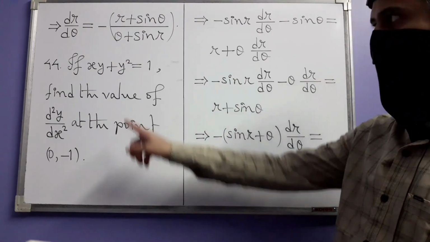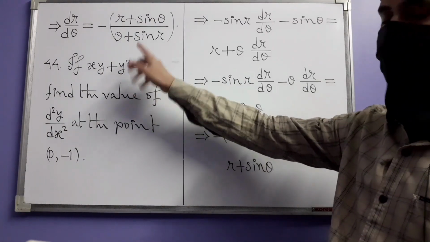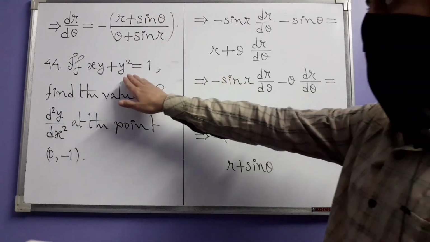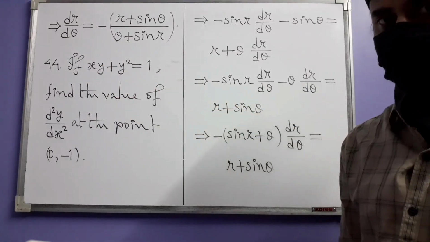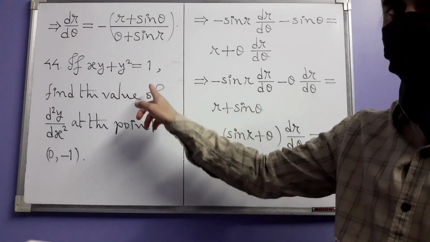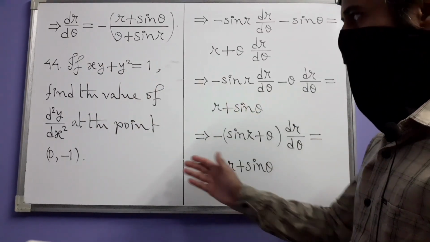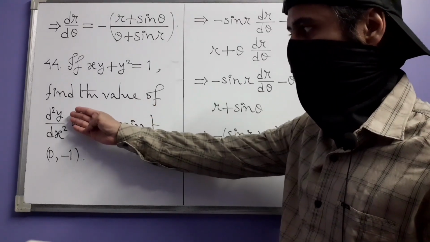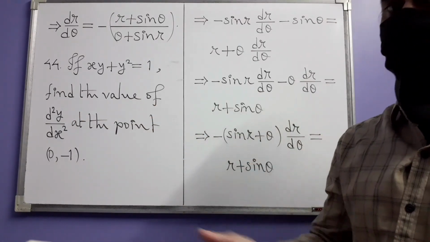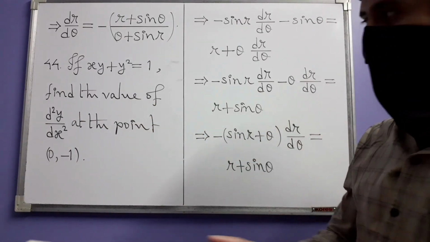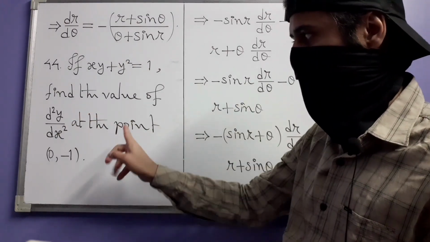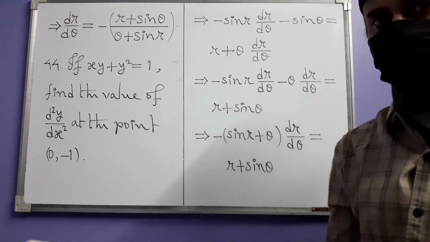Next, let us see number 44. Here also, like the previous one, an equation is given relating x and y: xy + y² = 1. And from this we have to find the value of the second derivative of y with respect to x, not dy/dx, d²y/dx², at the point (0, -1).